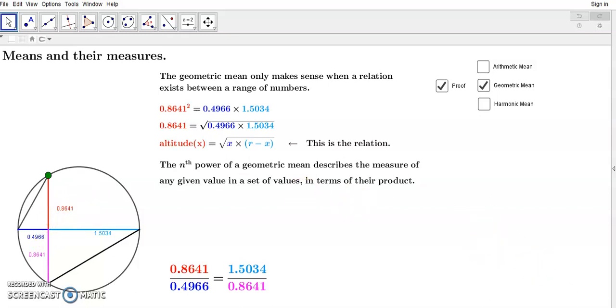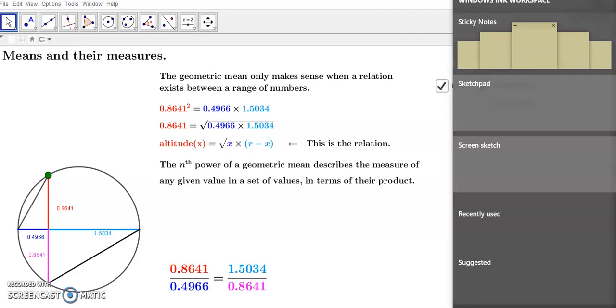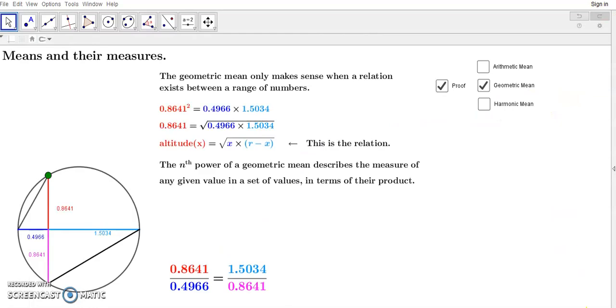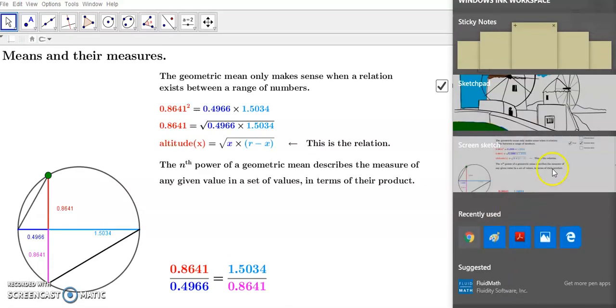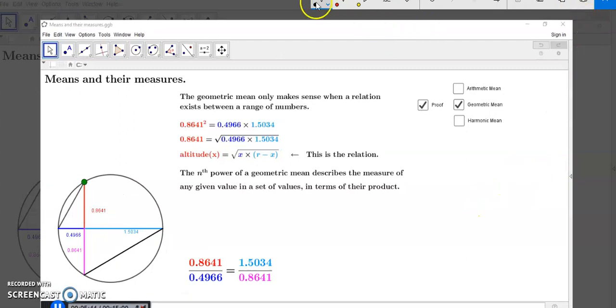Okay, so I don't know if I can do this with my mouse, but let me see if I can use Sketchpad like this. Maybe not like that. I want to actually draw on the screen, so let me see if I can do that.